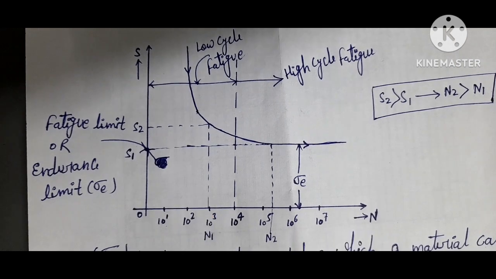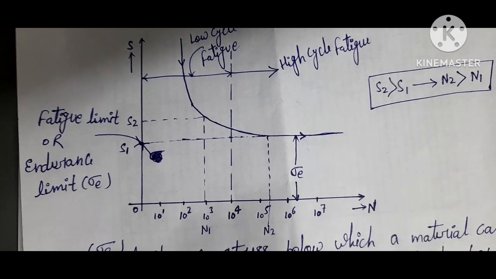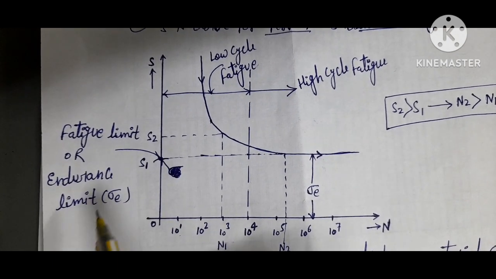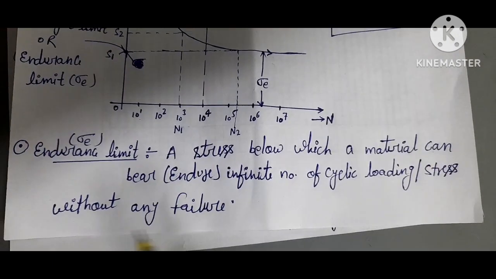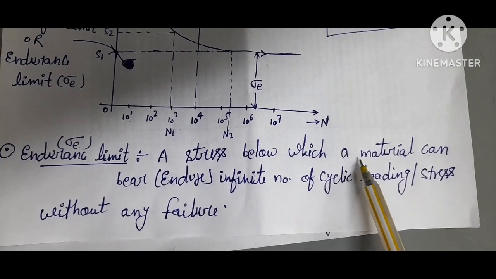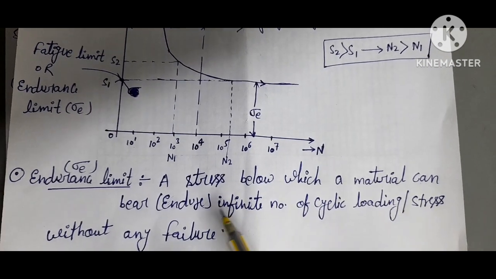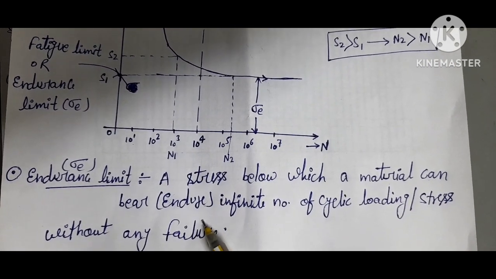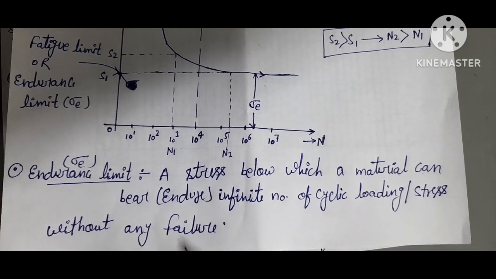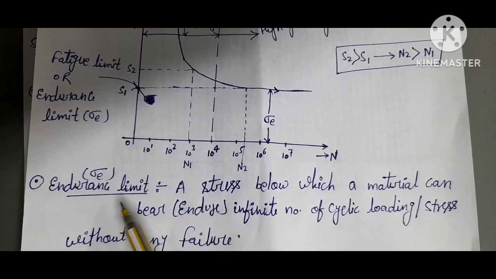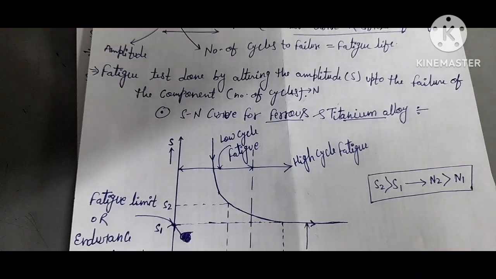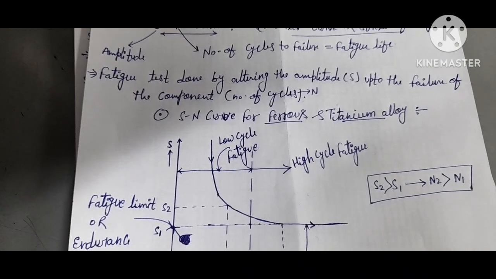Below this stress, the part has infinite number of cycles, and this stress limit is known as the fatigue limit or endurance limit. So the definition of endurance limit is the stress below which a material can bear or endure an infinite number of cyclic loadings without any failure. This is known as the endurance limit. So for ferrous material we see some practical data.